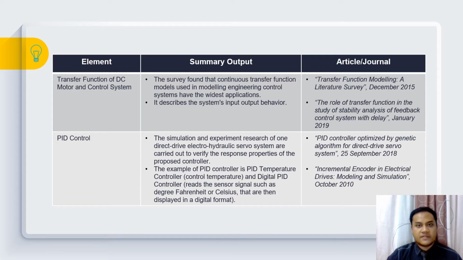Next is the transfer function of the DC motor and control system. This element describes the system's input and output behavior. These findings are from the article Transfer Function Modeling, a Literature Survey, December 2015, and The Role of Transfer Function in the Study of Stability Analysis of Feedback Control System with Delay, January 2019.